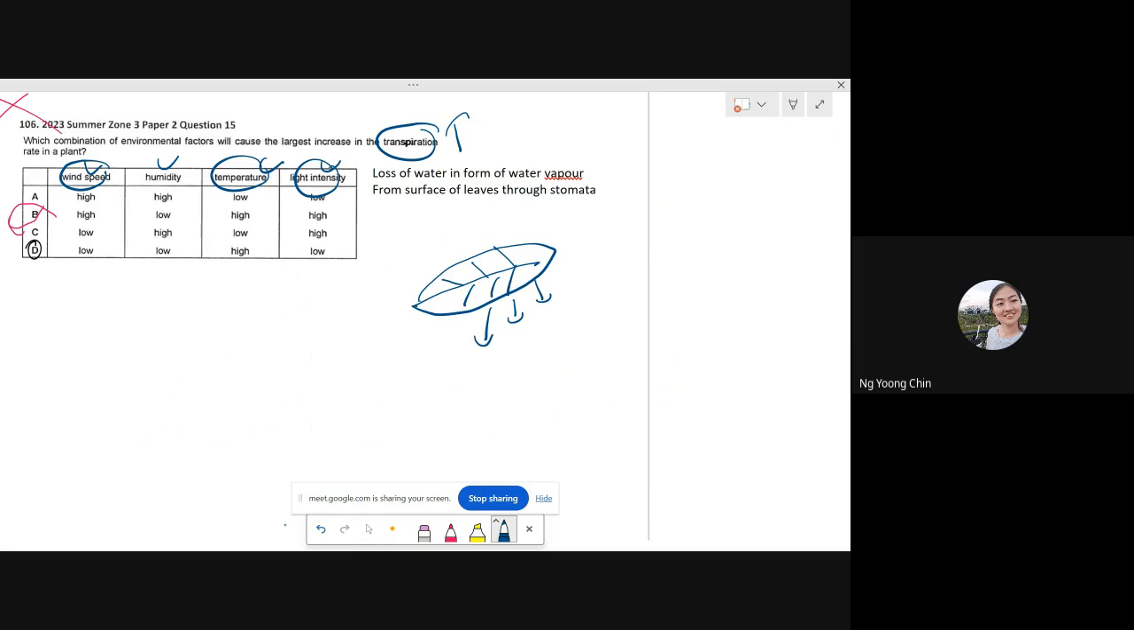So they will bring away some water vapors nearby the leaf. Okay, so this is the leaf, right? This is the air surrounding the leaf. So here there will be lesser water vapors. This H2O actually I refer to water vapor, not water.